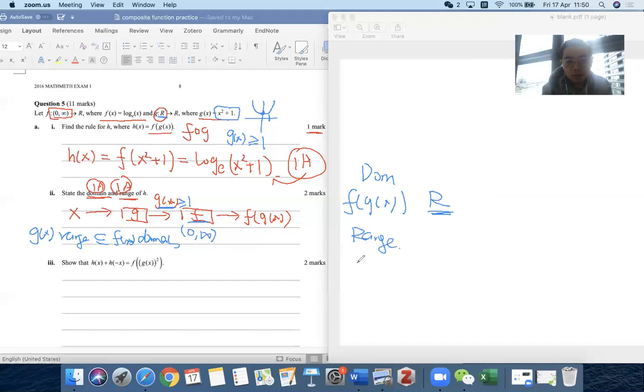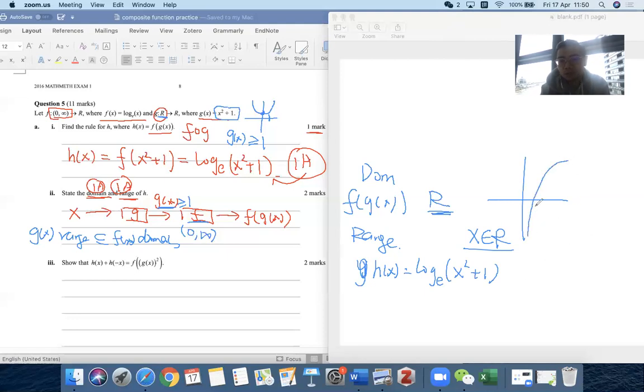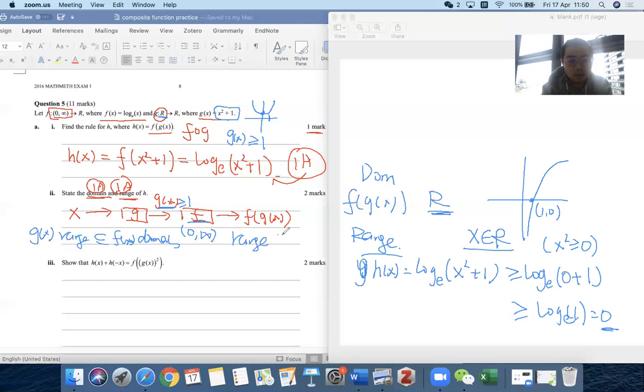Okay, now let's look at the range. Since we got the function h(x) equals log_e(x squared plus 1), and x belongs to R, for our log function we need to graph over here. So log looks like this one. This one is 1, 0, which means all of this is greater than or equal to log_e(0 plus 1), because x squared is greater than or equal to 0. So all of them are greater than or equal to log_e 1, which is 0. So the range of our function is 0 to infinity, okay? This typical question tests us on the domain and the range, but also combined with the composite function. That makes this one a bit harder.